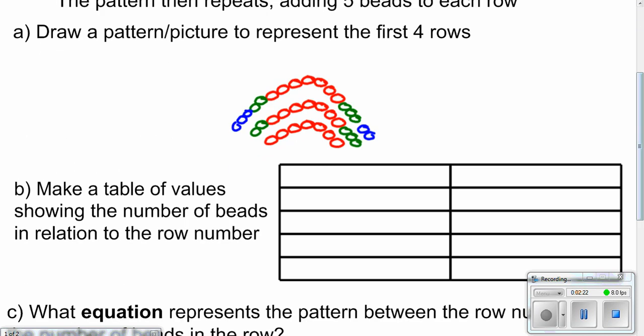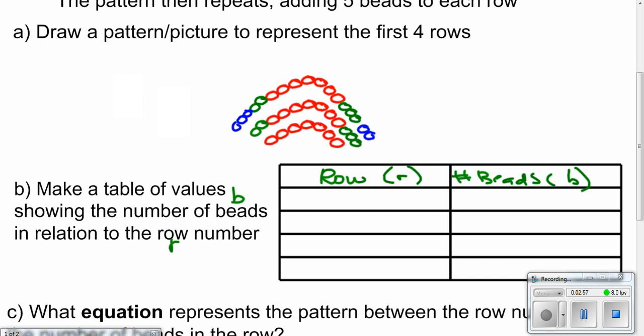So then it says make a table of values showing the number of beads in relation to the row number. So let's use R and let's use B for beads. So row number is independent. It does not depend on the number of beads. So this is going to be row number, that's going to be R, and this is the number of beads. We said B, not N. Again, it's up to you what letters you pick. Just make sure you identify them.